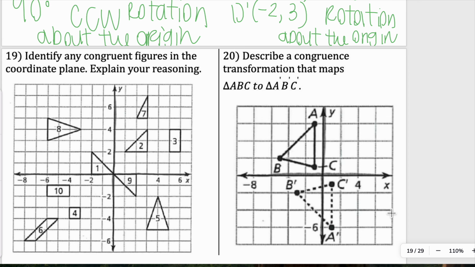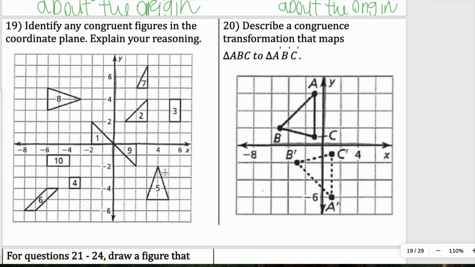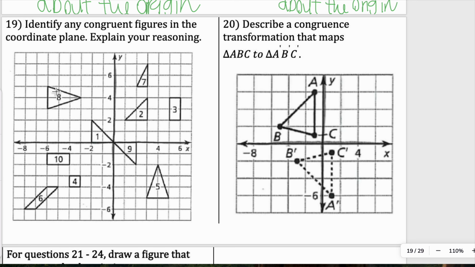Okay. Onward to the last page of our review, question 19, identify any congruent figures in the coordinate plane and explain your reasoning. I understand there's not a lot of room to explain reasoning, so we'll just briefly talk about this verbally. I'm going to color coordinate. So I have number 8 and number 5. That one looks like a rotation.